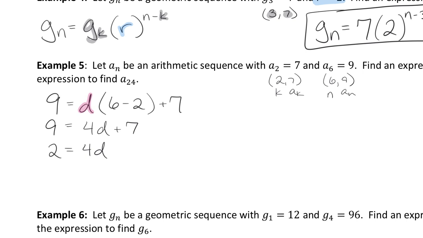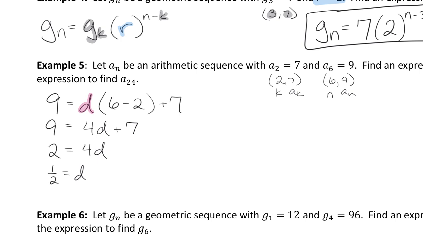Divide by 4. What's 2 divided by 4? What did you just say? 2 divided by 4. A half, yes. 4 divided by 2 would be 2, so 2 divided by 4 is 1/2. And voila, we have our common difference, which isn't what this question was asking for. It's just a step we needed to get there.